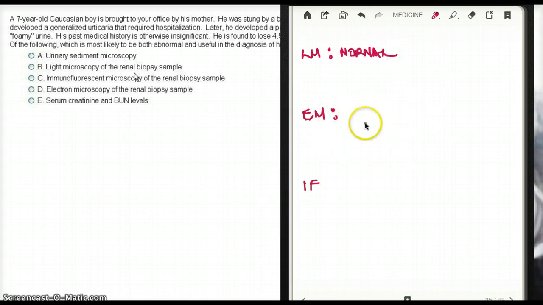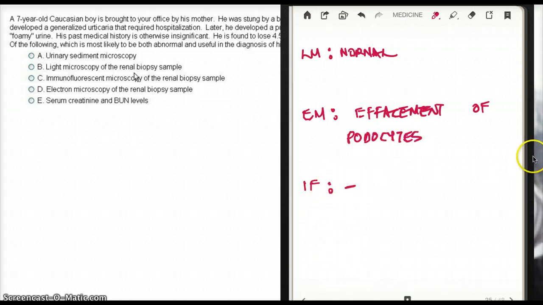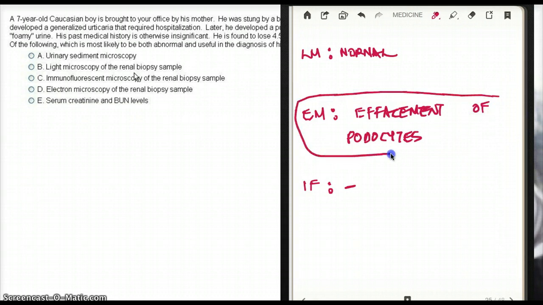Electron microscopy, we all know, we're going to see effacement of podocytes. And immunofluorescence, we're not going to see anything as well because there is really no immunoglobulin deposition or complement deposition. So the only histologic finding we're going to see on electron microscopy is effacement of podocytes. That's the only thing that happens.